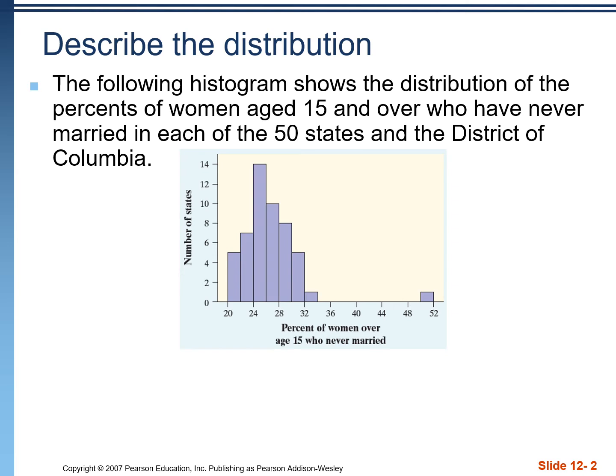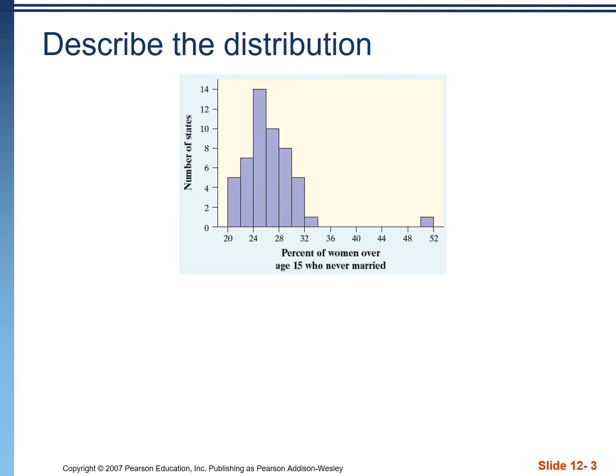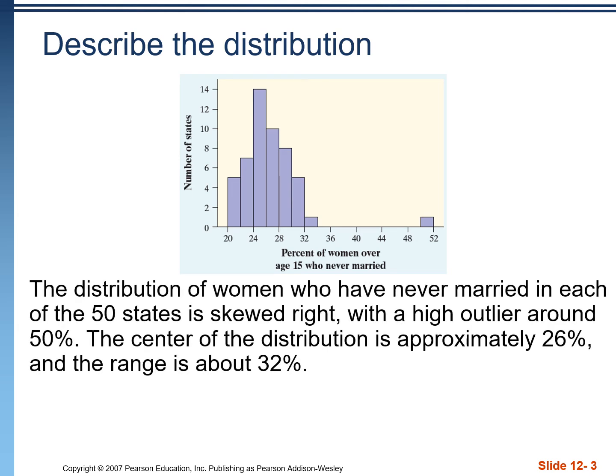Anytime we're asked to describe a distribution, we want to use the acronym SOCS for shape, outliers, center, and spread. So for this problem, we would write something like this. The distribution of women who have never married in each of the 50 states is skewed right. That's our shape. With a high outlier around 50%, that's addressing this unusual feature right there. So we have shape, we have outliers.